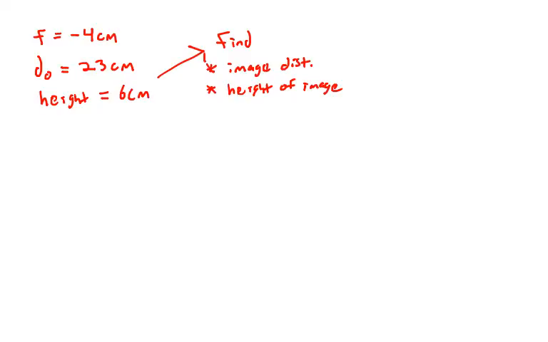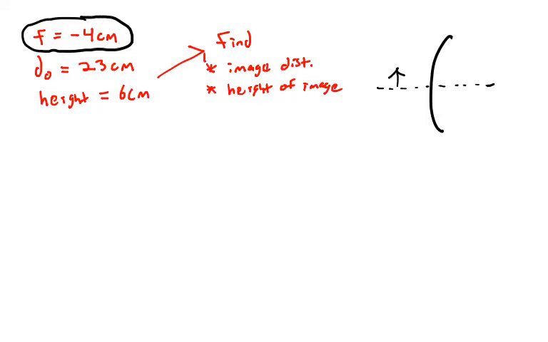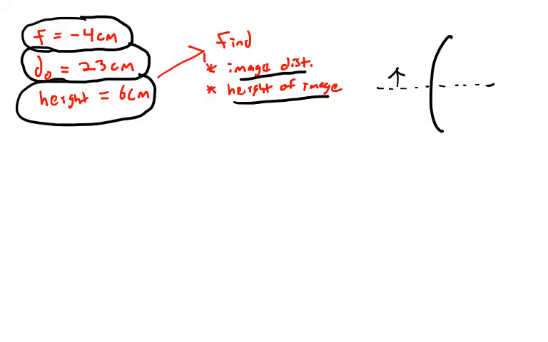All right, so let's go ahead and practice this one here. This is going to be a convex mirror, and the object is located out here. So go ahead and draw this one. The focus is located at -4. The object is located at 23 centimeters away, and the height is 6 centimeters, and we want to find the image distance and the height of the image. So go ahead and pause the clip and give this a try. Draw it first and then calculate and then name your image. And when you're ready to check, you can hit play to continue.